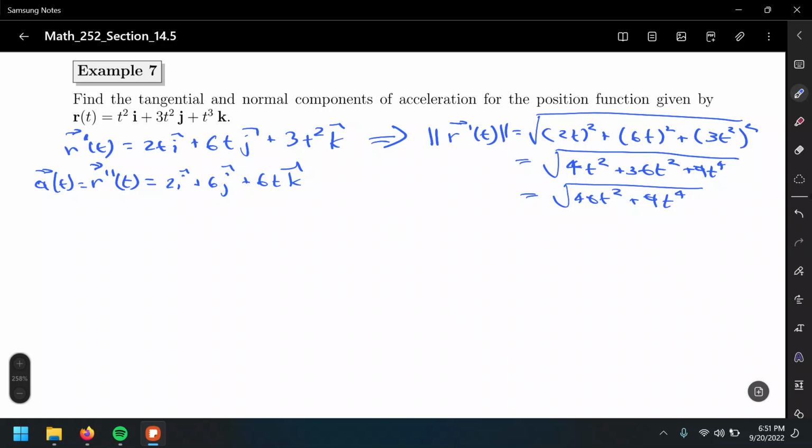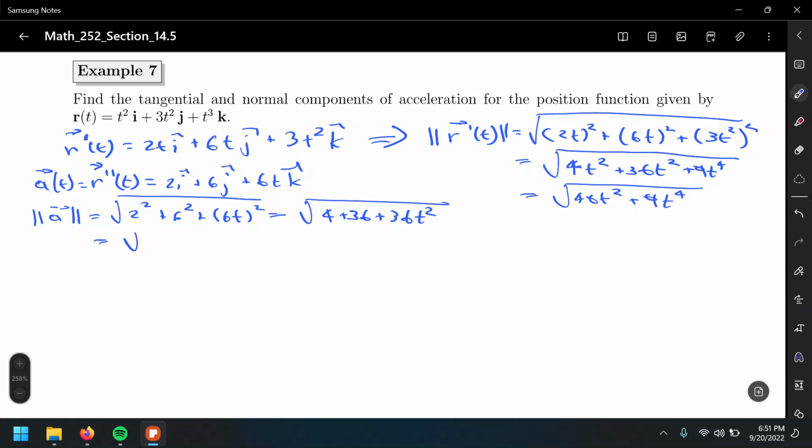Later on, we will also need to find the magnitude of this acceleration vector. So we'd better get everything since the beginning and then just put everything together whenever required. So that's the square root of 2 squared plus 6 squared plus 6t quantity squared. And this will give us 4 plus 36 plus 36t squared, which is the square root of 40 plus 36t squared. Okay, so let's see.